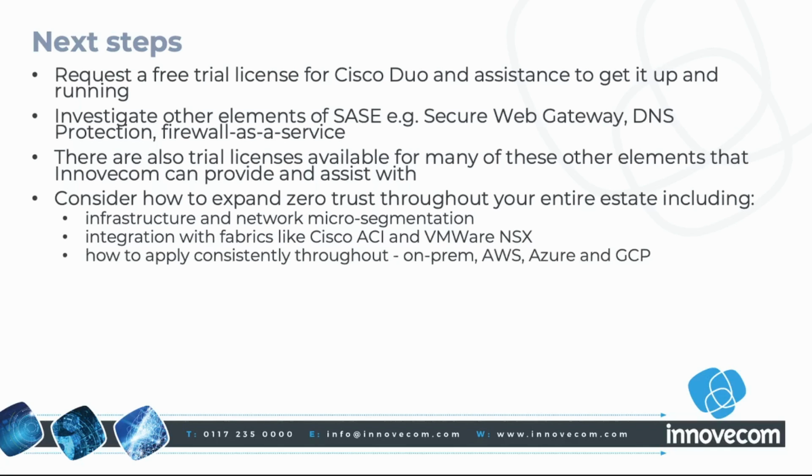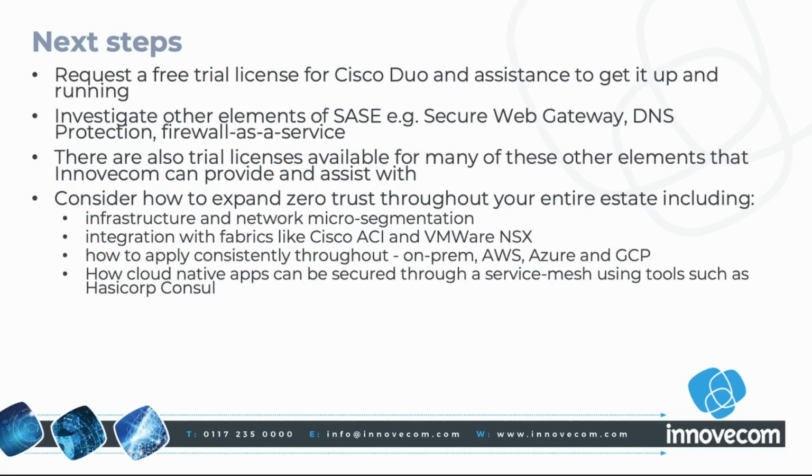You could also consider how to expand zero trust throughout your entire estate, including integration with the infrastructure and network. Integration with fabrics such as Cisco ACI and VMware NSX can provide consistent user device integration into a micro-segmentation strategy, whether on-premise, in the cloud, or in a hybrid multi-cloud configuration. You may also be considering how to achieve zero trust in a machine-to-machine situation and how that authentication would work within cloud-native applications, maybe by deploying a service mesh and using tools from vendors such as HashiCorp.